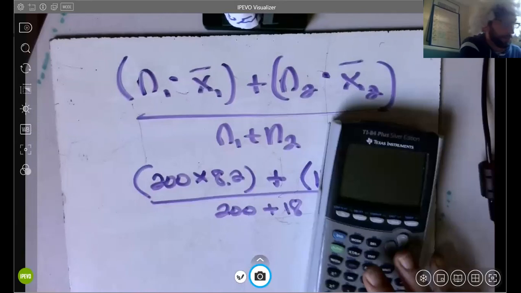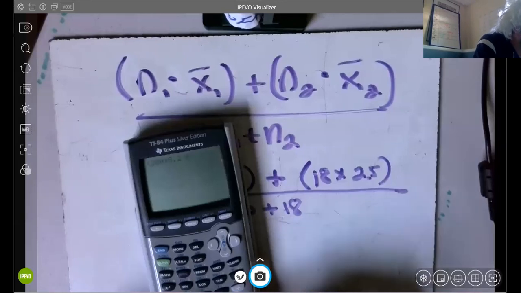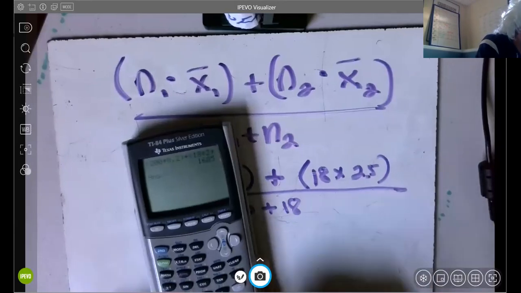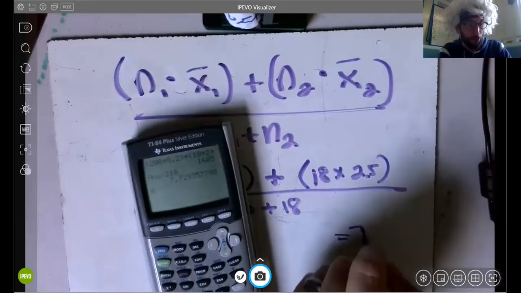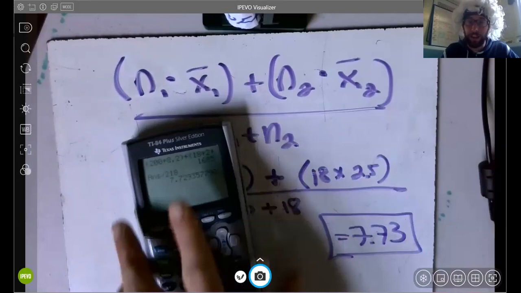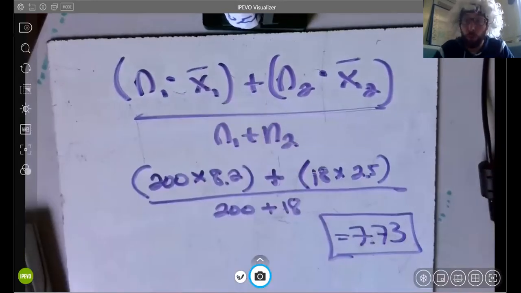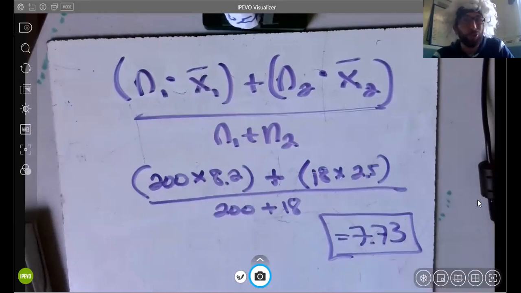I guess we should do it, right? So we've got 200 times 8.2 plus 18 times 2.5, all divided by 218. So we get 7.73. So the mean of all 218 teachers is 7.73. We should recognize that the 18 teachers we added, the average was lower than 8.2. So by adding those 18 teachers, we were going to pull down the average. And that makes sense. This is lower than 8.2. But the original data set with 8.2 had 200 teachers. We're only adding 18. So the 18 are going to pull down the average, but not an insane amount. And that's what we're seeing here.